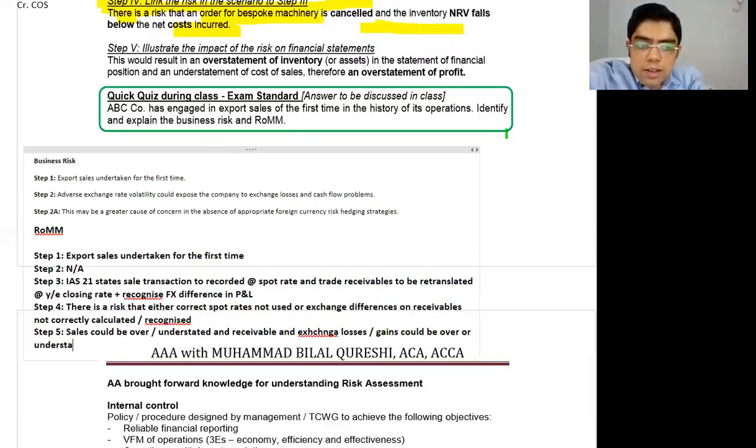So this example teaches you that where such complications of exchange gain losses are concerned, or where discount rates are involved, where rates are involved, it becomes tricky. So you can simply say that sales could be over or understated, and receivable, exchange gains and losses could be over or understated depending on what rate has been used. Is it difficult? Is it complicated?